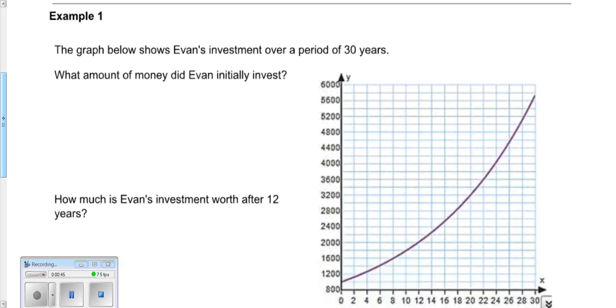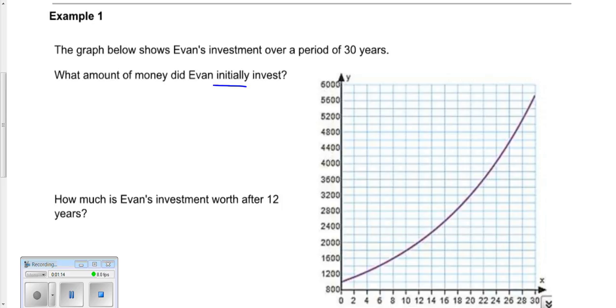It says that the graph below here on the right-hand side shows Evan's investment over a period of 30 years. So an investment that you put some money away in a bank or the stock market or something to this effect, and hopefully, it's going to grow. So we want to figure out, well, how much money did Evan start off with when he started? Okay, so what amount of money? So if we look here, the starting amount of money, the initial value, that's known as our starting value.